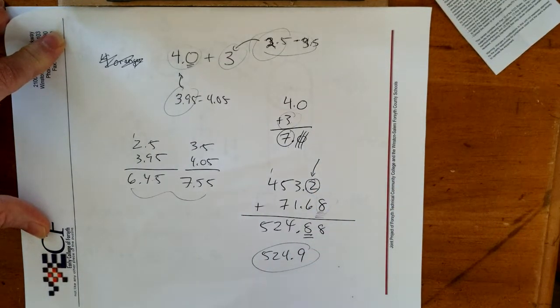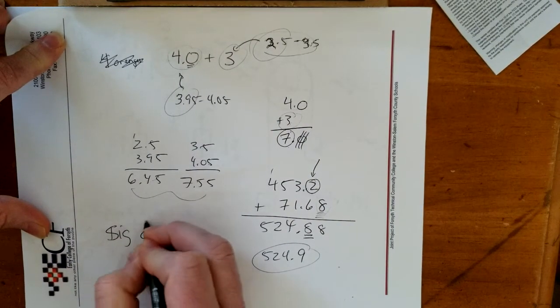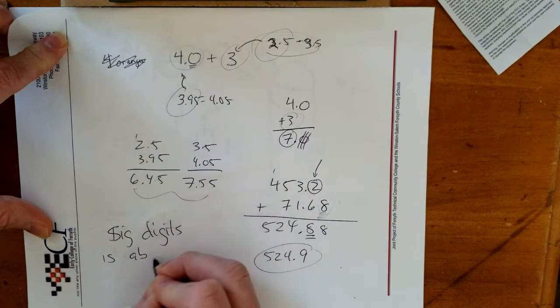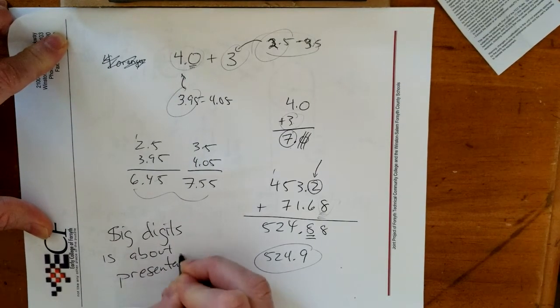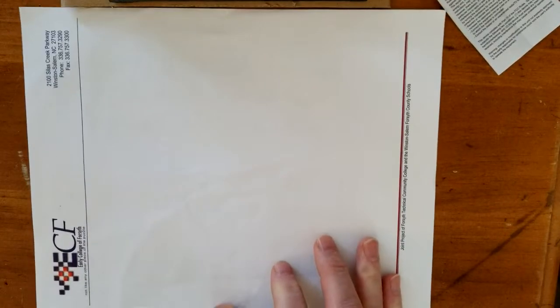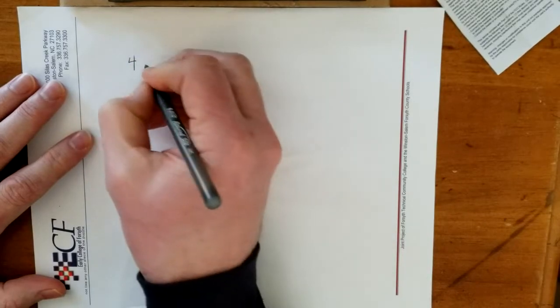Significant digits is about the presentation. So let me write that down. Significant digits is about presentation. So let's do a couple examples here. Those are the rules for addition and subtraction.